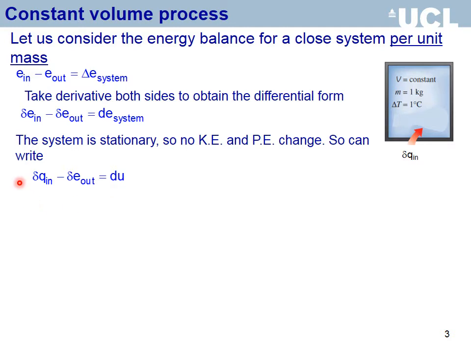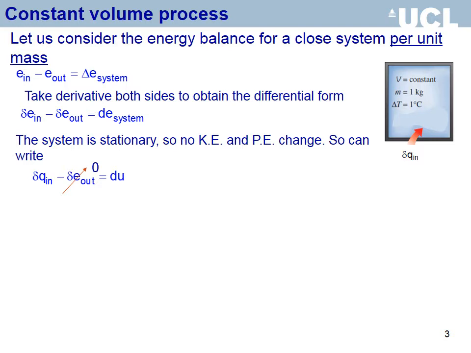And I've done one more thing here. As you will notice, I have replaced δE in by δQ in, the heat that I'm putting into my system. Now, this is a rigid container, so it's not expanding or anything, and I don't have any other form of energy leaving the system. So I can safely disregard the energy output. So what I get is δQ in, the differential energy input, is equal to dU, the change in internal energy of the system.